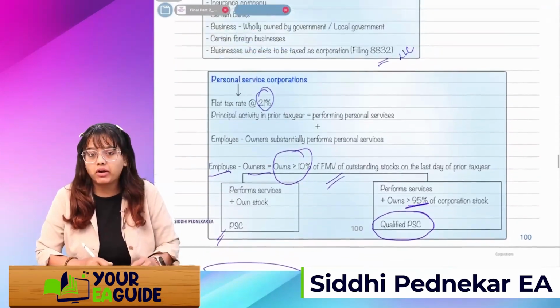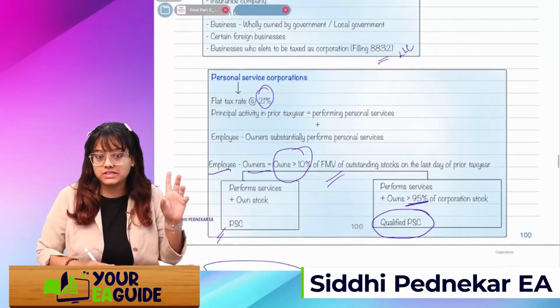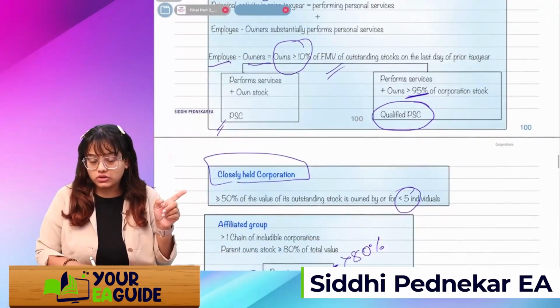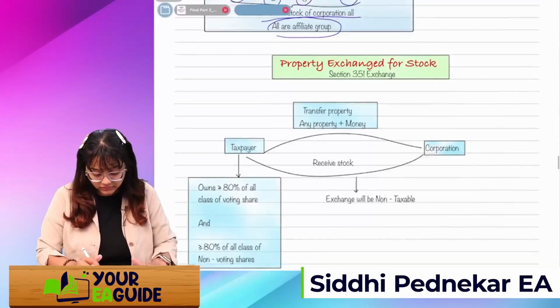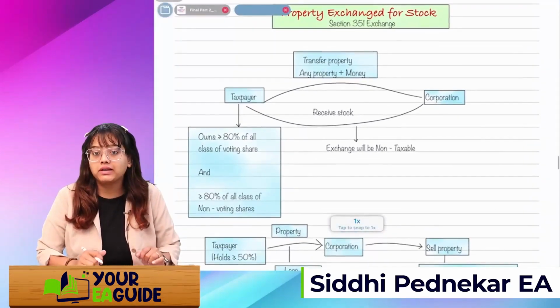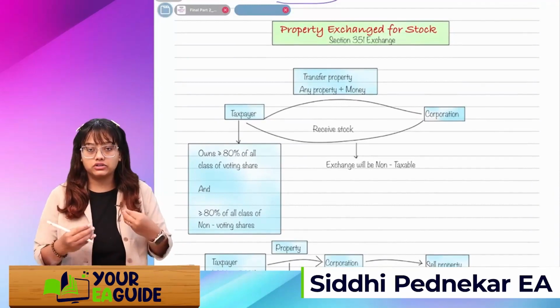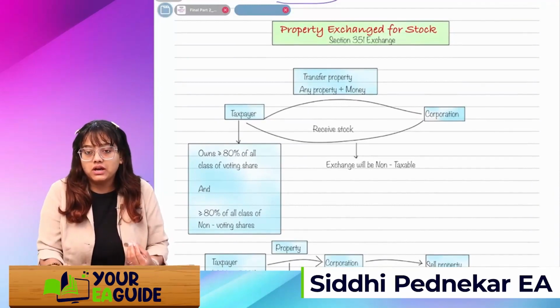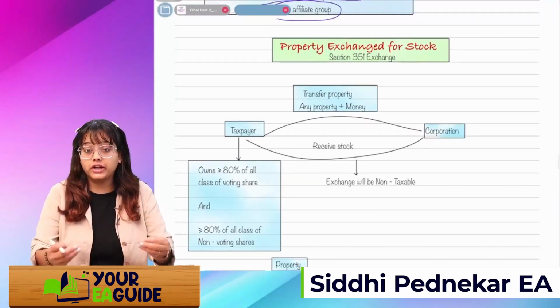There is nothing important in this, but you should know the definition. What do you mean by personal service corporation? What is a closely held corporation, and what is an affiliated group? Okay. Let's come to the important topic, that is property exchange for stock. In partnership, we saw that to be a partner in a partnership firm, we should contribute first.